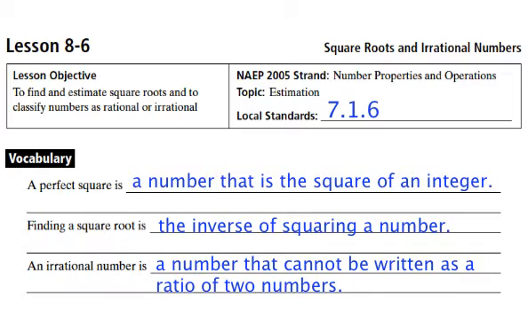An irrational number is a number that cannot be written as a ratio of two numbers. All of you are familiar with an irrational number. That is pi. Pi is an irrational number because it is a decimal that does not repeat and goes on forever. It can't be written as a ratio of two numbers. Pause the video if you need more time.